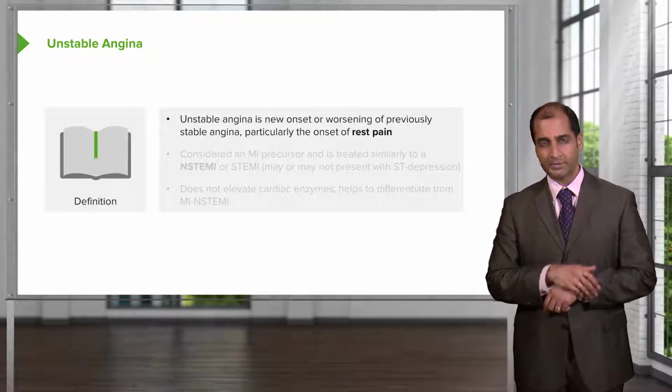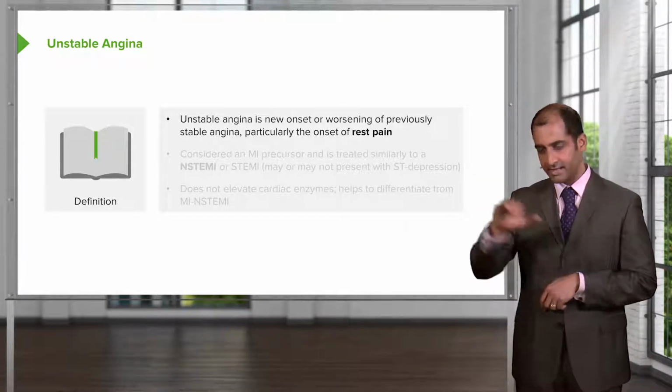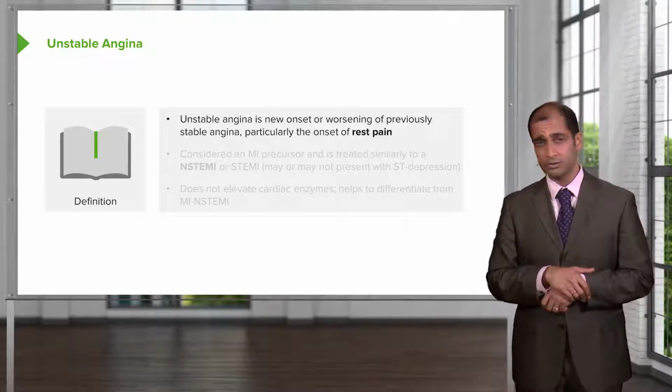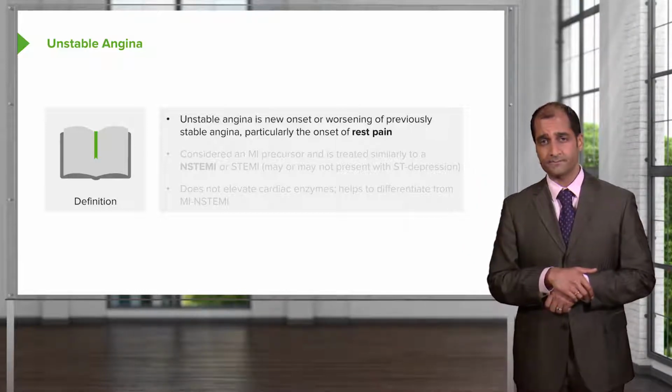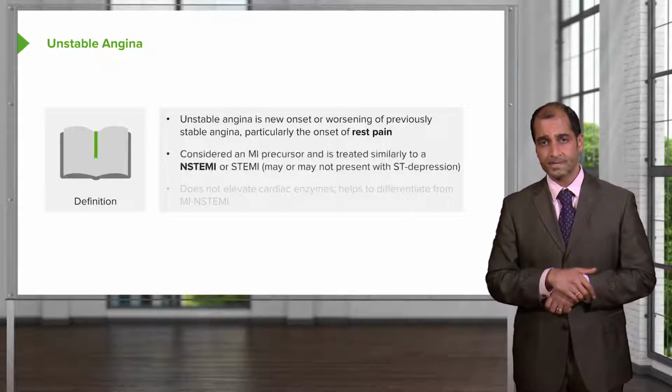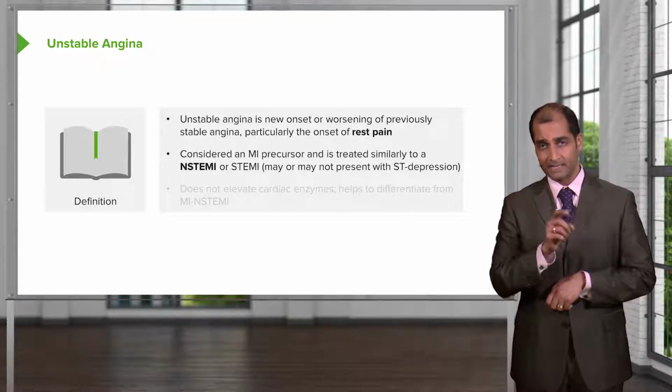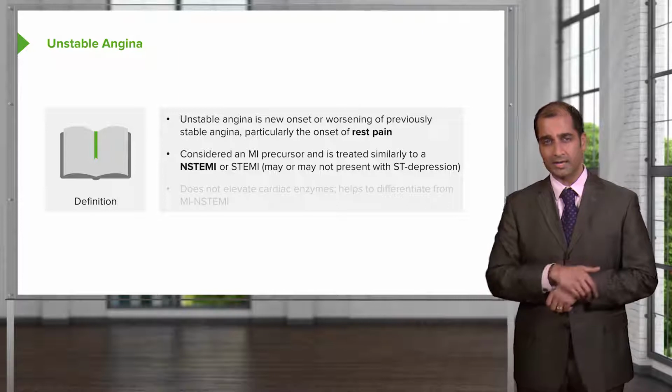But we move from stable angina into unstable angina. What are we headed? Crescendo. Crescendo to whom? Myocardial infarction. Chest pain even at rest. And consider the MI precursor. I told you earlier, you're crescendoing towards an MI.